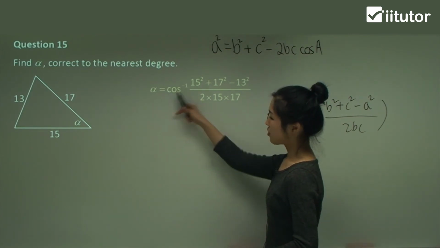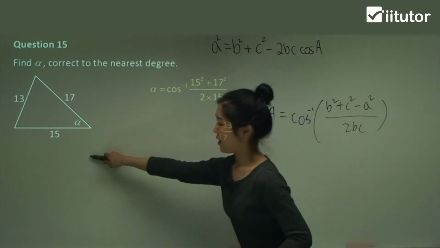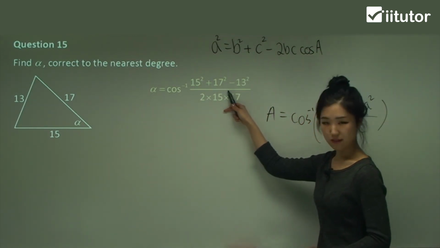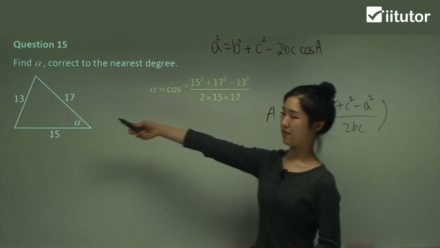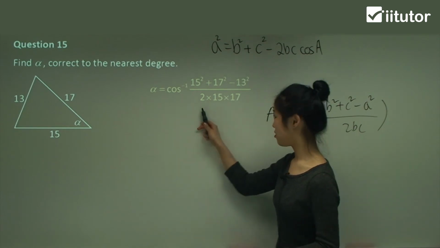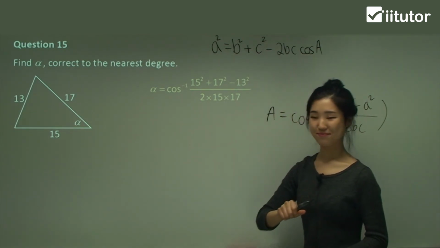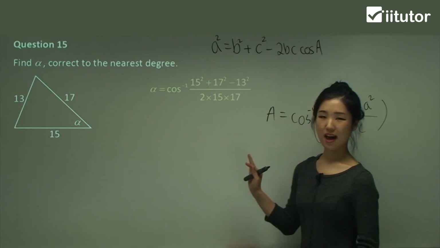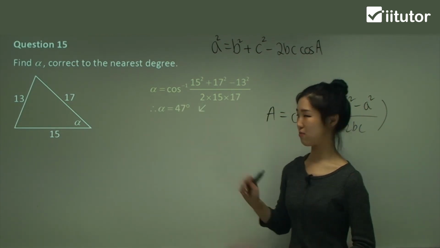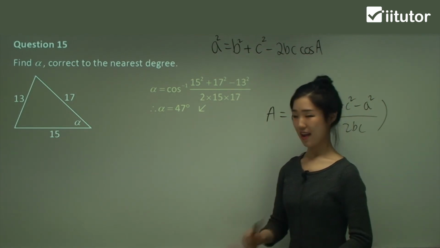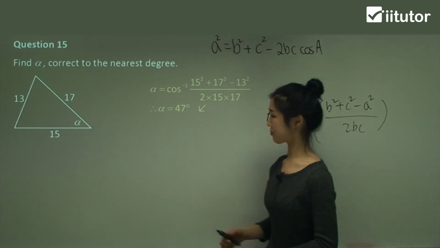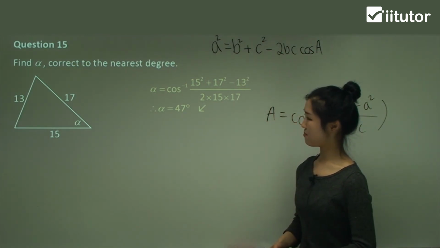So let's apply that rule. Alpha equals cos inverse of 15 squared plus 17 squared, the outer two sides, minus the opposite side squared, 13 squared, over 2 times b times c, so 2 times 15 times 17. Put that all into your calculator, be very careful, and you should get 47 degrees. Check with my answer. It says nearest degree, so make sure you know how to round. Have a close look at that one.